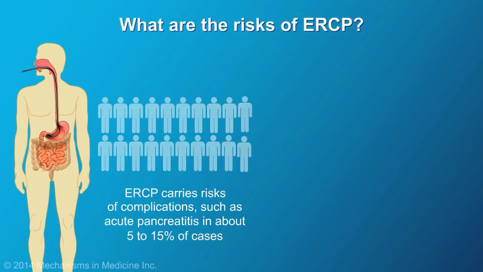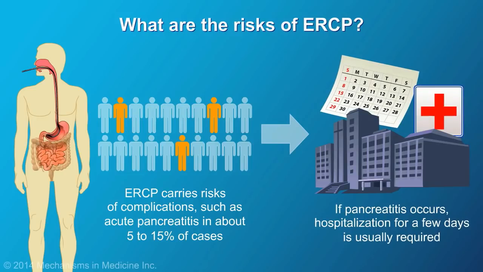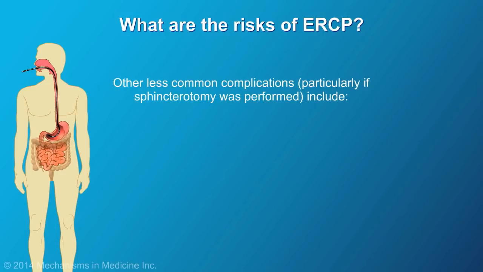ERCP is more invasive than routine endoscopic procedures and carries risks of complications, including acute pancreatitis in about 5 to 15% of cases, depending on the indication. If pancreatitis occurs, hospitalization for a few days is usually required. Other less common complications, particularly if sphincterotomy was performed, include bleeding, infection, perforation, and possibly even death.